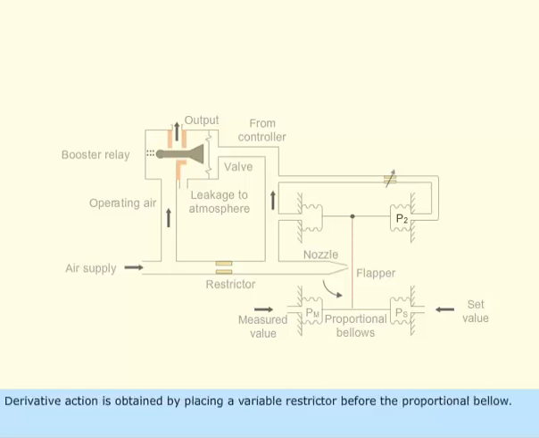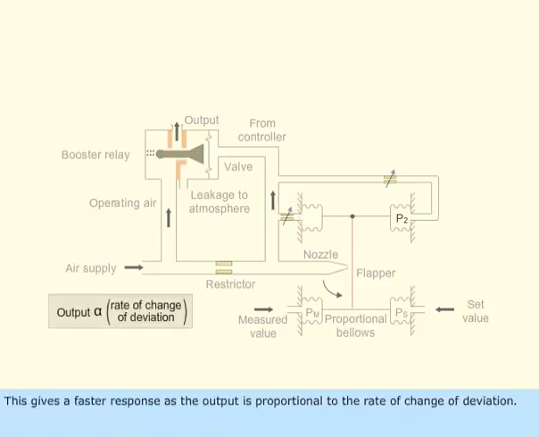Derivative action is obtained by placing a variable restrictor before the proportional bellow. This gives a faster response as the output is proportional to the rate of change of deviation. Derivative action has a stabilizing effect on the system and reduces overshoot.